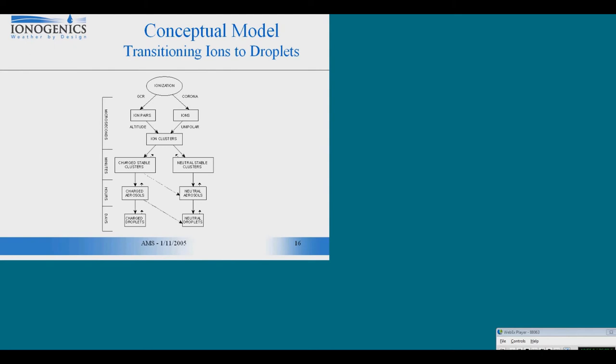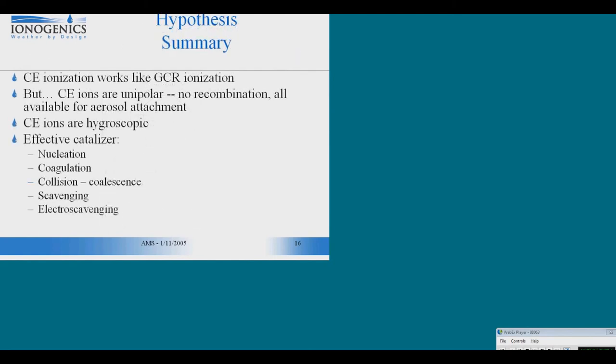Then they are going to go into the Aitken range of aerosol and grow to the point where they're CCN, and then beyond, grow to charged droplets and finally to precipitation.